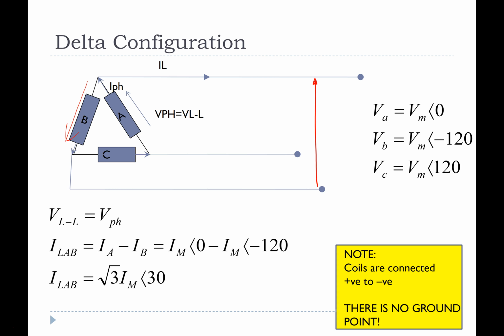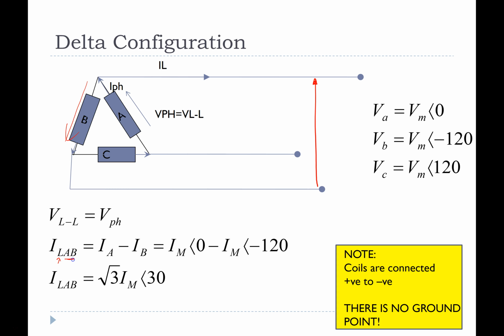And if I look at I line between phases A and B, notice now we have the line here joins two phases. It is not like in the Y configuration where the line is tied to only one phase. Here now we have the line tied to two phases.